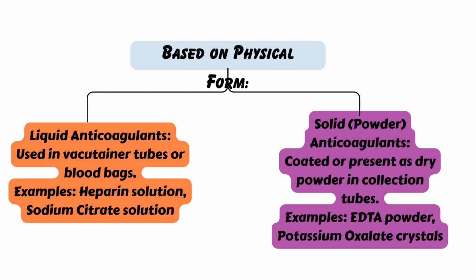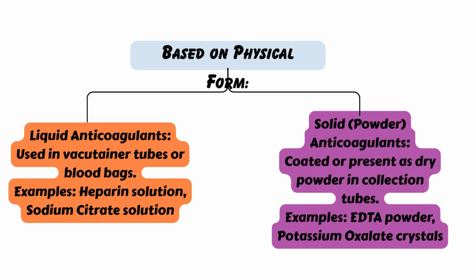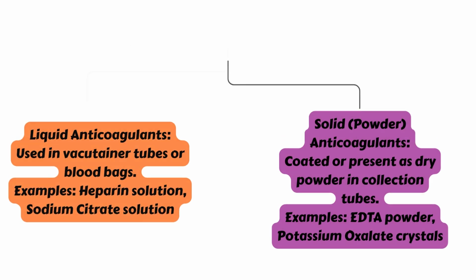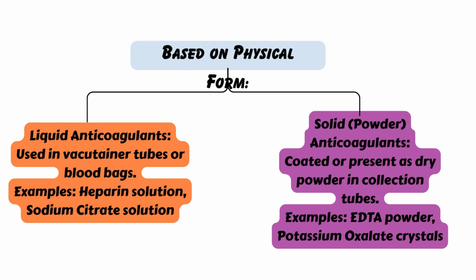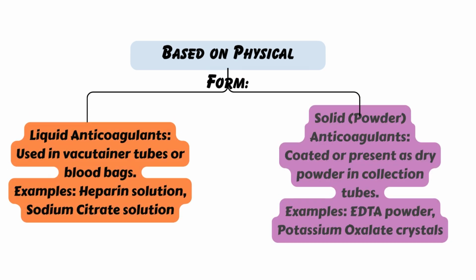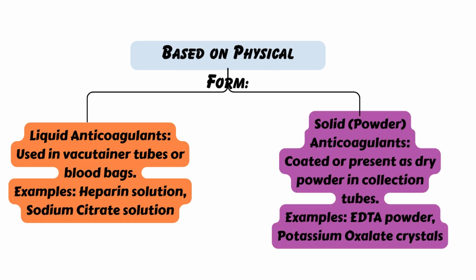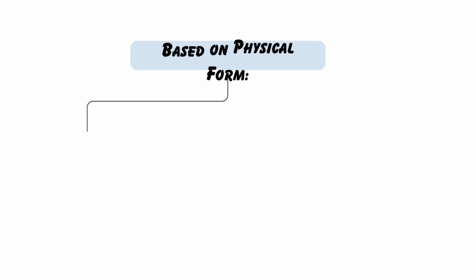Anticoagulants can be classified based on the form, that is liquid anticoagulant and solid anticoagulant. Liquid anticoagulant is available in liquid form. Examples: heparin solution, sodium citrate solution.